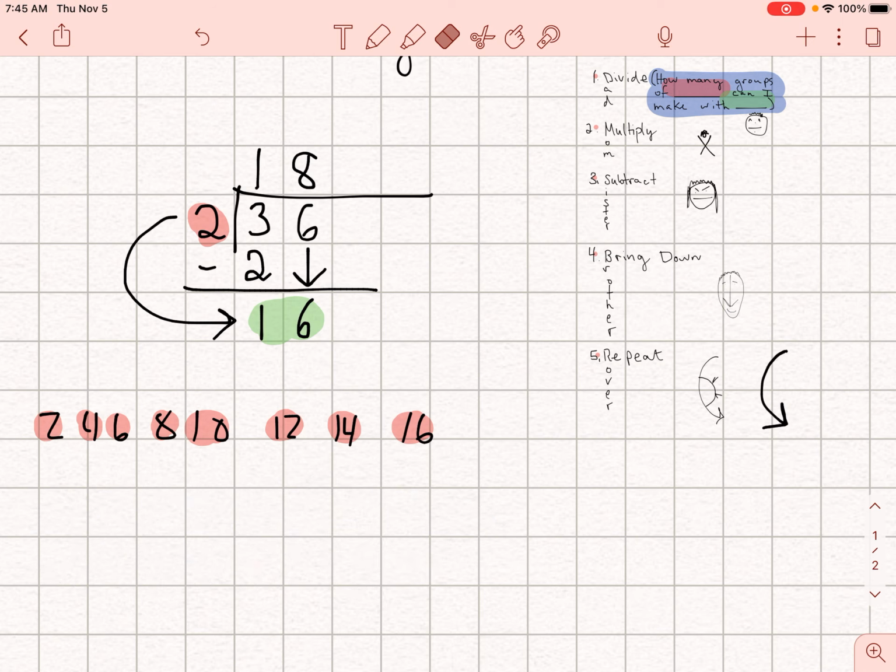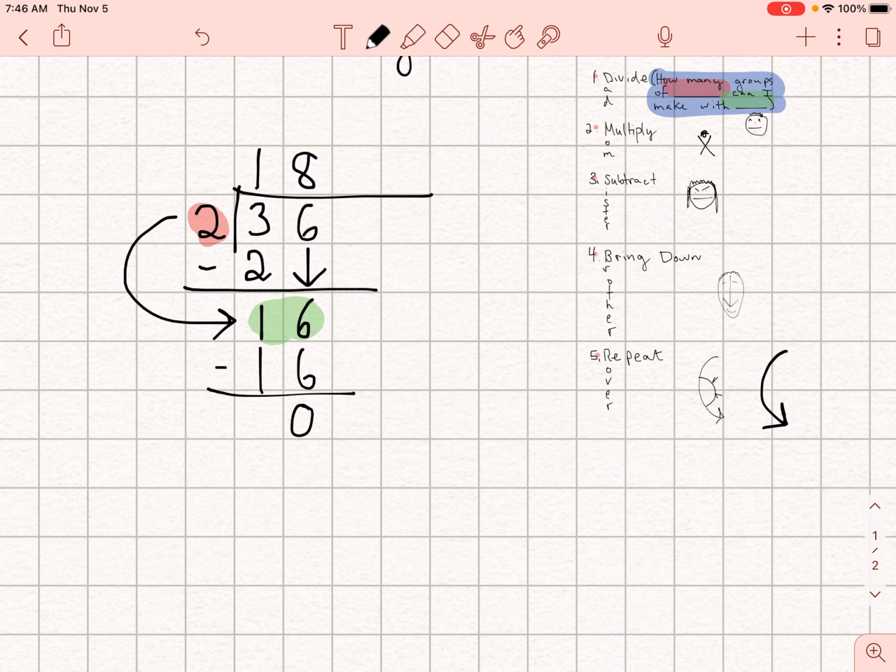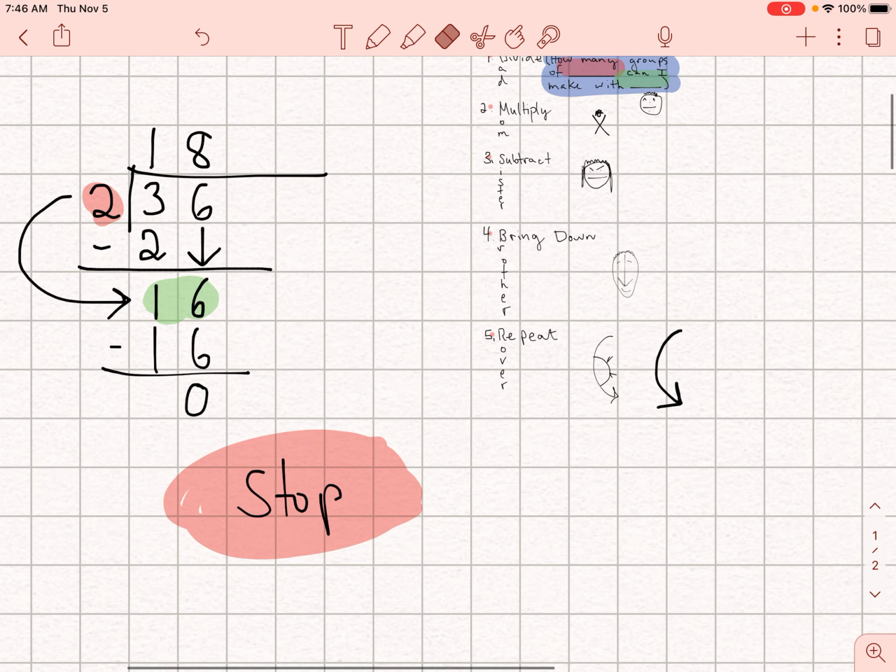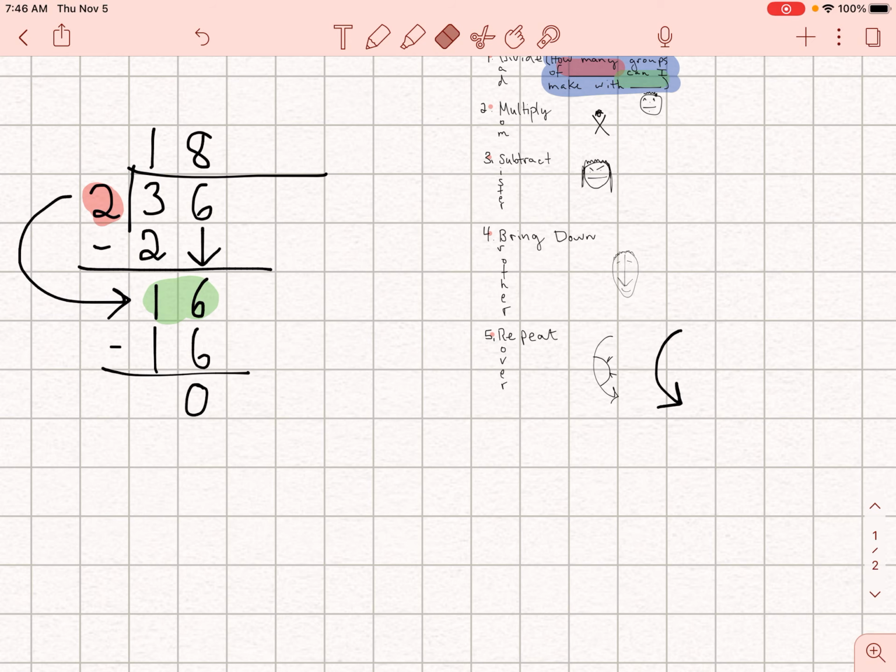All right. Now, what is step 2, Mom? That stands for multiply. So we're going to multiply 2 times 8. What is 2 times 8? 2 times 8 is 16. Step 3, sister, stands for subtract. 16 minus 16 is 0. Step 4 is bring down. Is there anything to bring down? There is not, which means that I need to stop. That means I'm done with my problem. There's nothing left over. There's no remainder in this problem. So that means we are done with this problem.